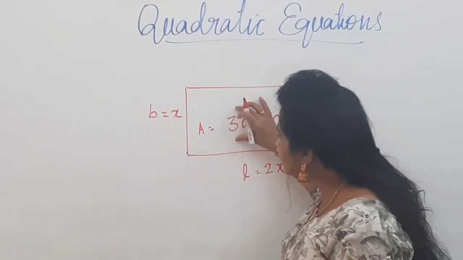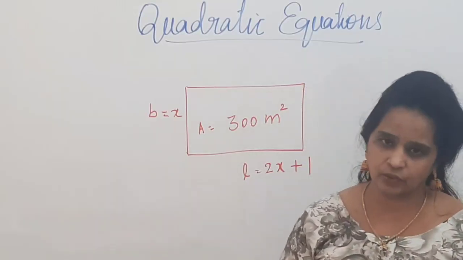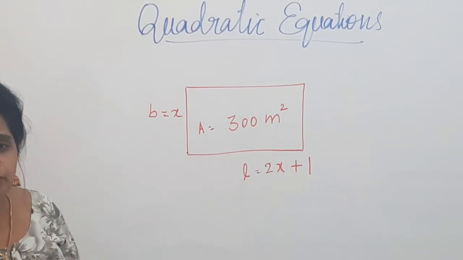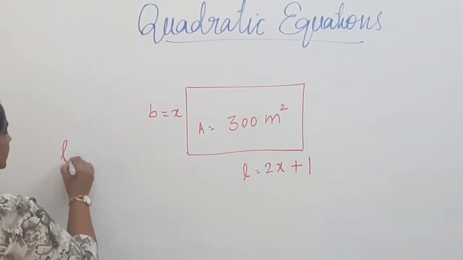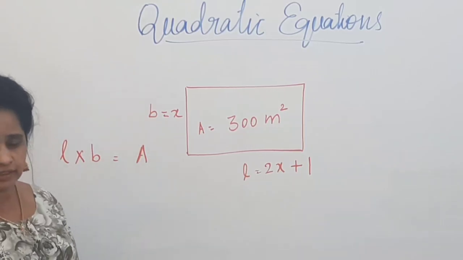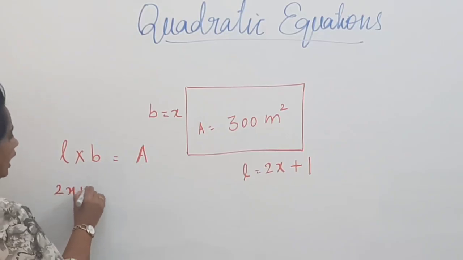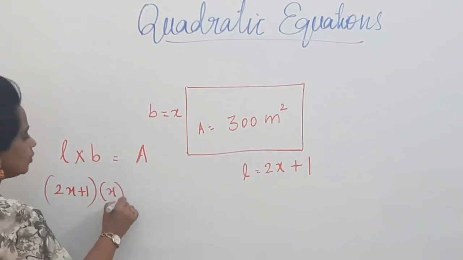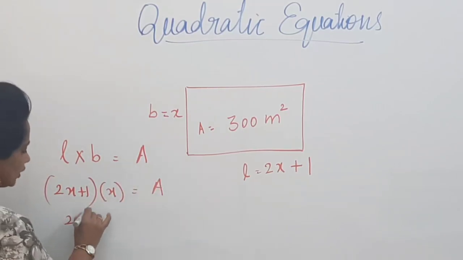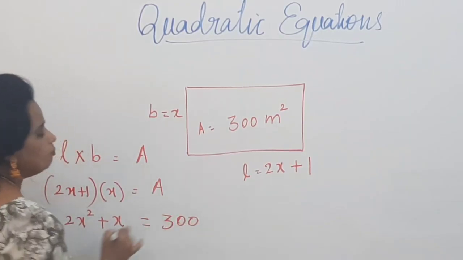Now you are given the condition that the area is equal to 300 meters square. You know the product of length and breadth is the area, that is L into B is equal to the area of a rectangular carpet. Now I know L is 2x plus 1 and the breadth is x. Multiplying, that is 2x square plus x, which is given as 300 meters square.